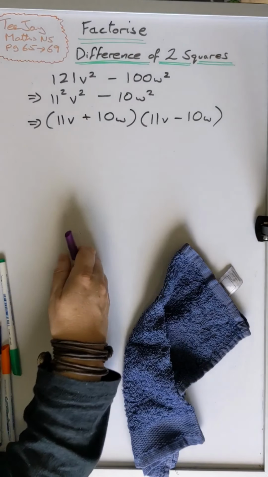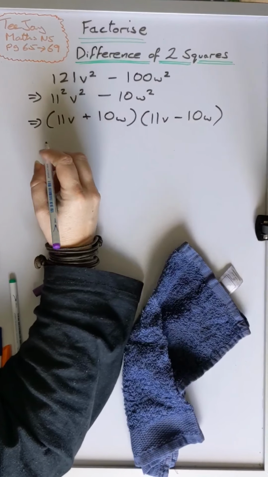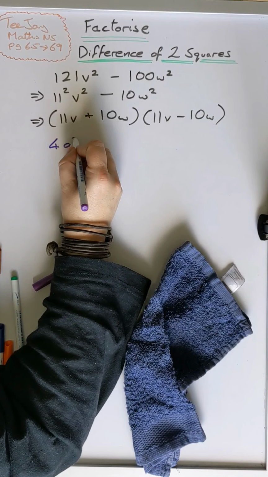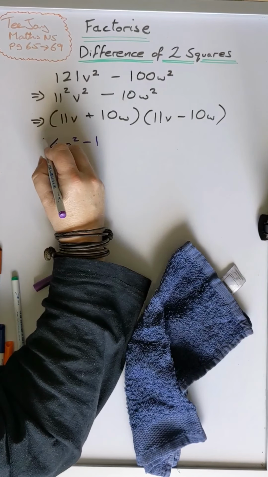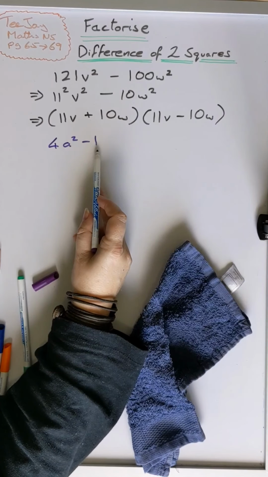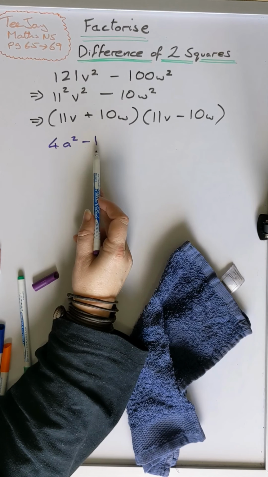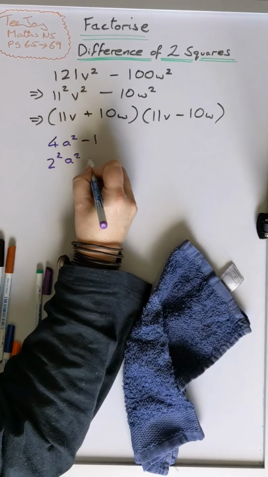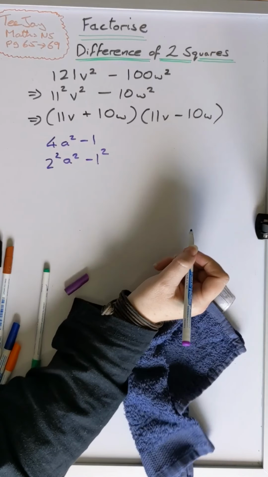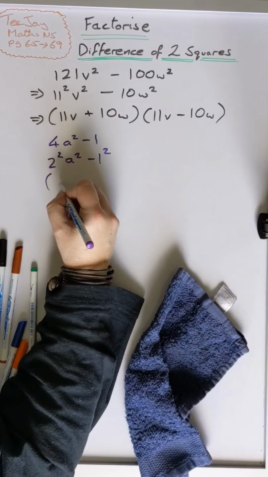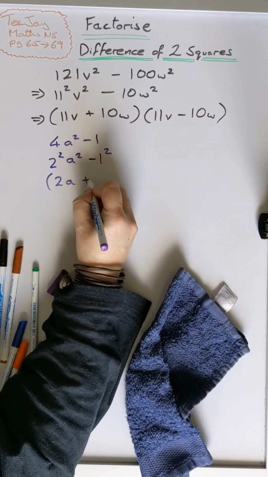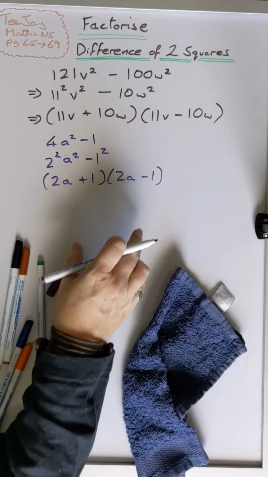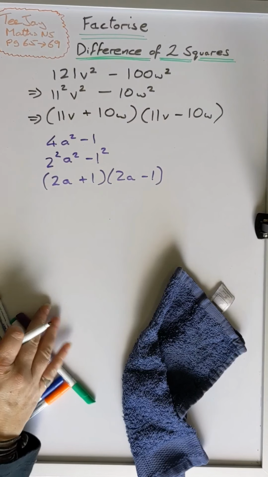I'm going to show you another example. If we have 4a squared minus 1, 1 can also be written as 1 squared. So what we've got here is 2 squared a squared minus 1 squared. So we can write that as 2a plus 1, 2a minus 1. Doesn't matter what way round you put your brackets, you could put your minus first if you prefer to.